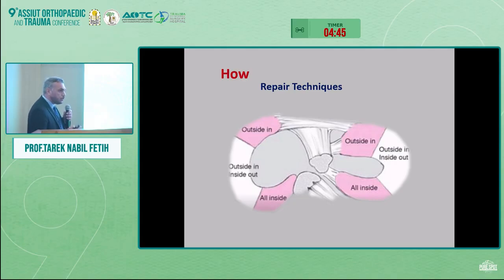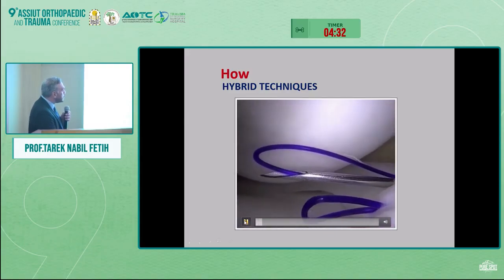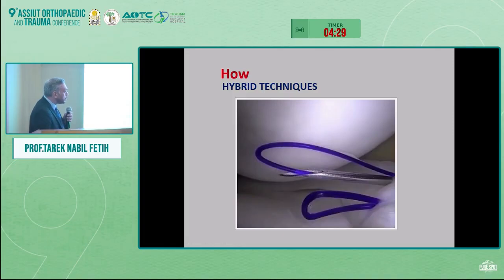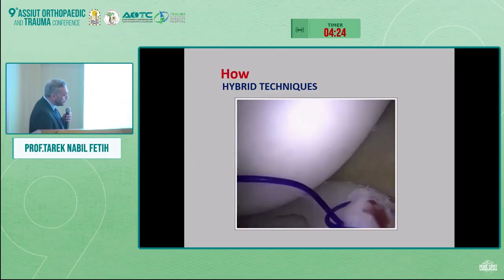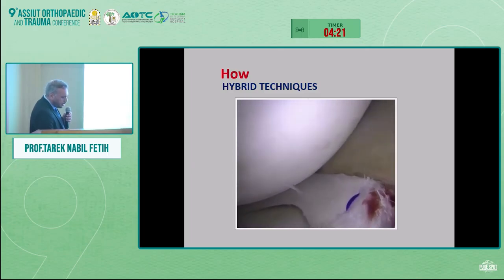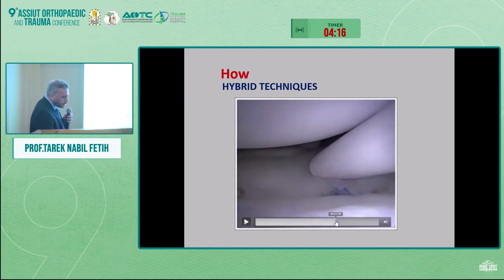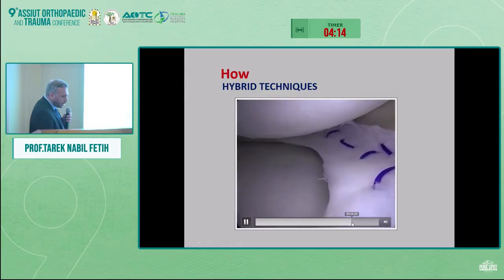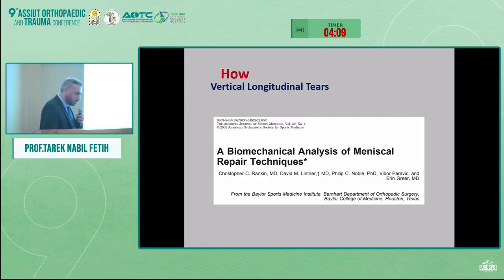Middle part, we can do both outside in, inside out, or sometimes even the all inside. Sometimes we use the hybrid if we have a long peripheral longitudinal tear, to avoid using the very expensive all-inside devices every 4 to 5 millimeters across the tear. We use outside in combination with all inside to end up in a construct like this one, including outside in for the middle part and all inside for the posterior part.